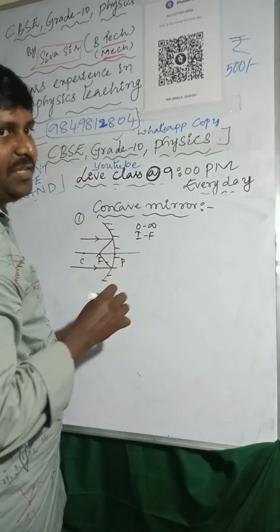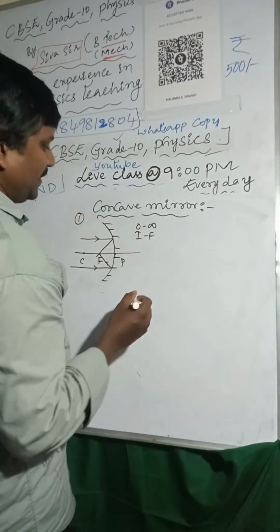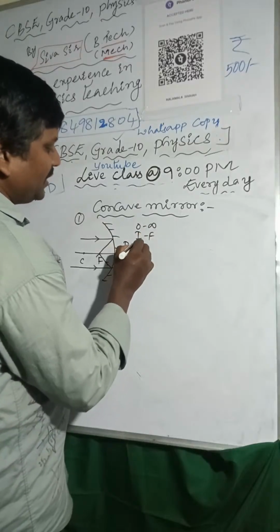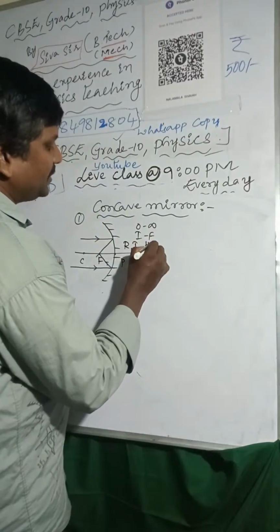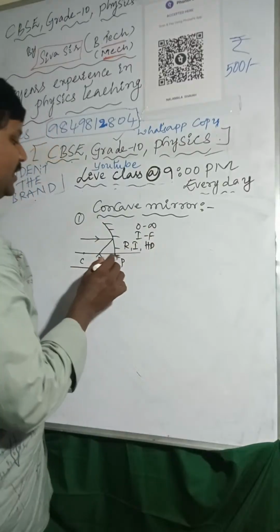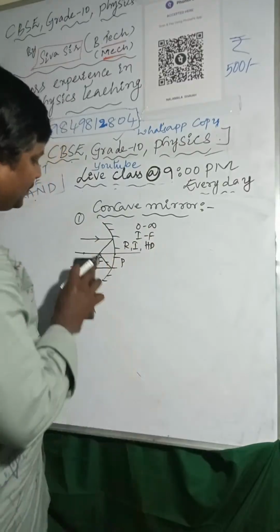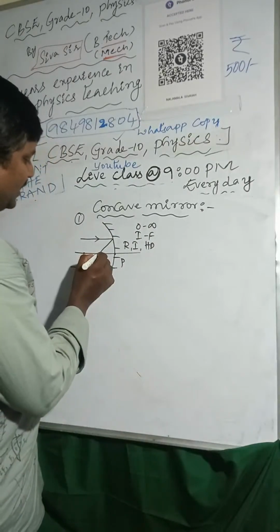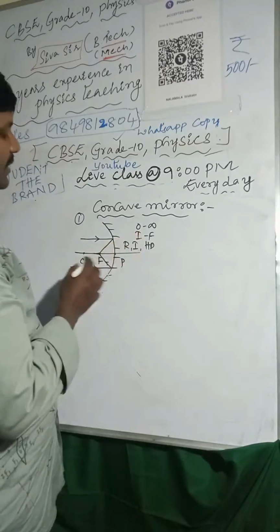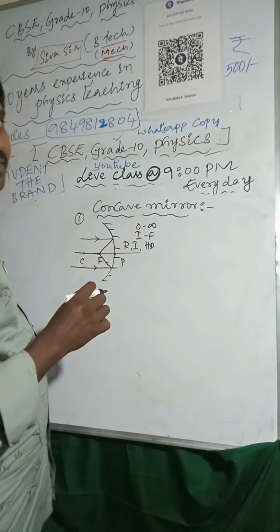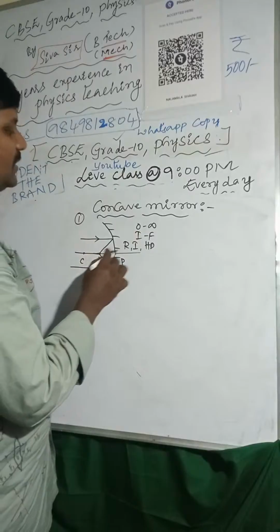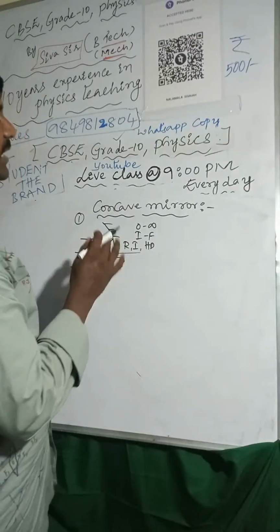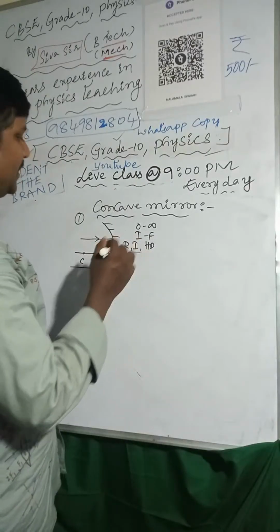So what is the nature of the image? Real, inverted, and highly diminished. So what type of image will form? A real, inverted, and highly diminished image will form. If the object is at infinity, the image will form at the focus. The nature of the image is real and inverted, and the size of the image is highly diminished.